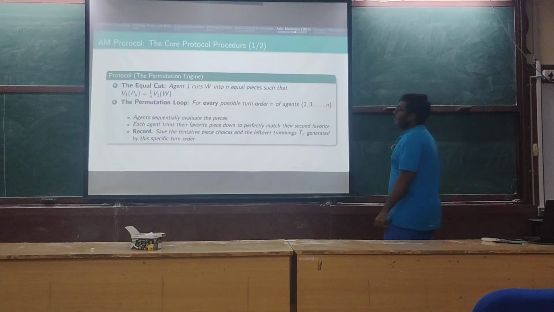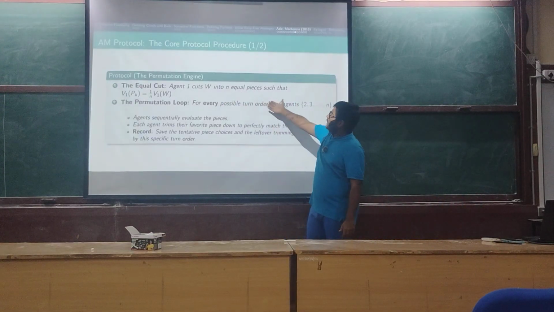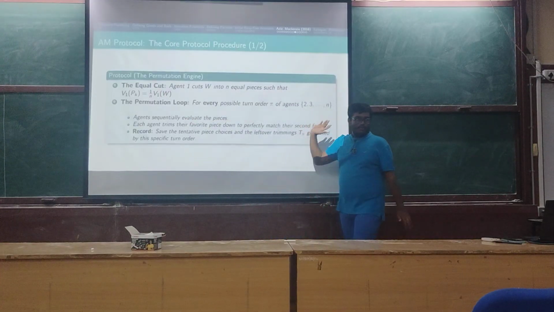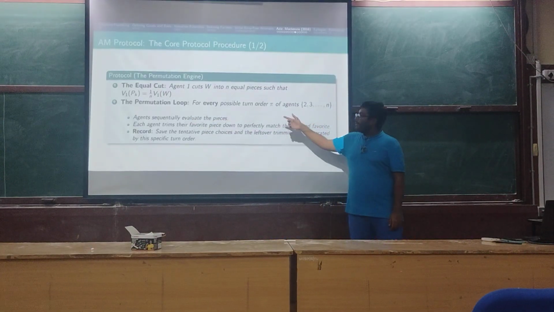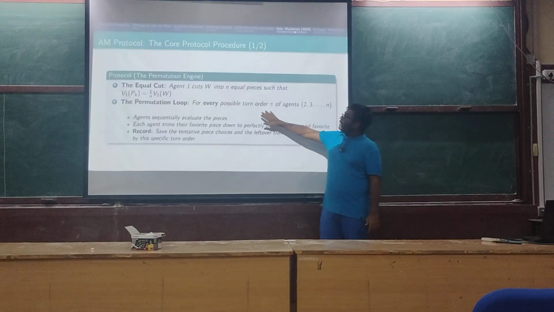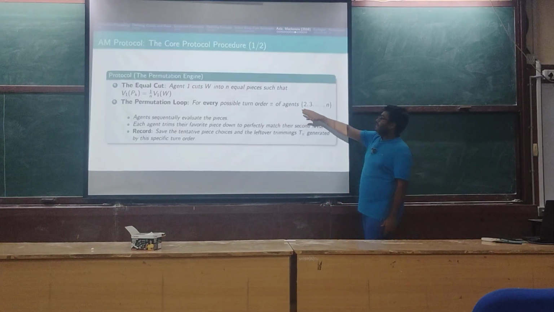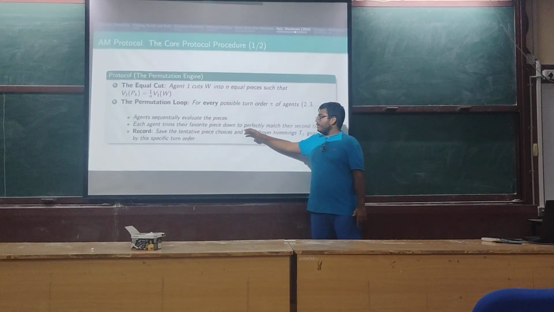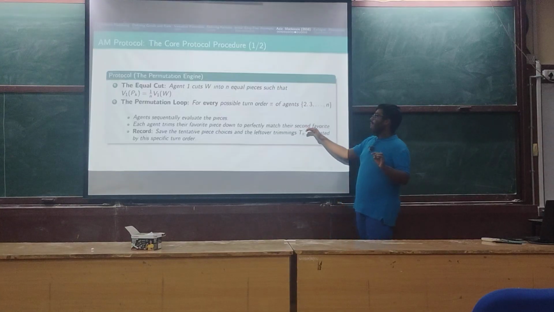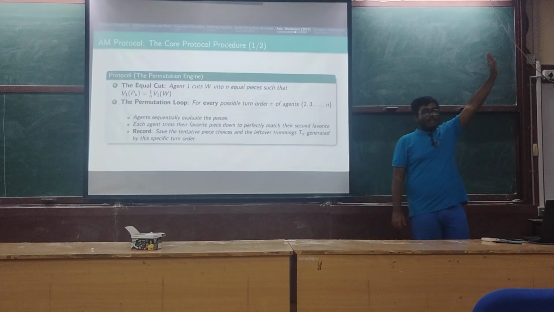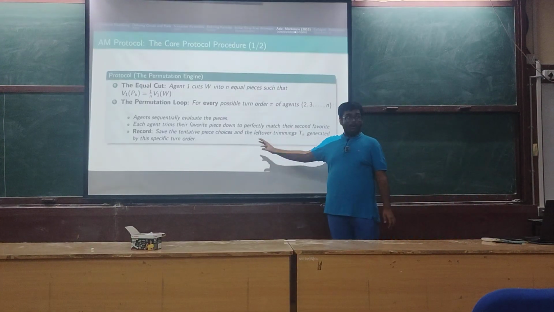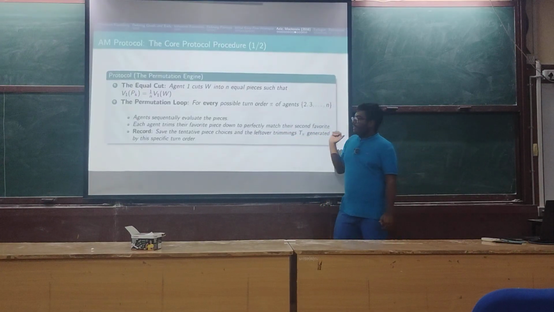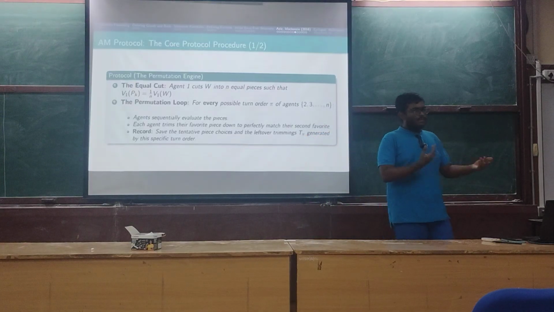First thing you do is the equal cut: agent 1 cuts W into n equal pieces such that every single piece is 1/n of the total valuation. Now the permutation loop: we take every single possible turn order pi of agents 2 to n, and they evaluate the pieces individually, and then each agent trims the favorite piece down to perfectly match the second favorite, exactly what we did in Selfridge-Conway. And then we record this. We save the tentative piece choices and the leftover trimmings T pi generated by the specific turn order. That is the first half of the algorithm.